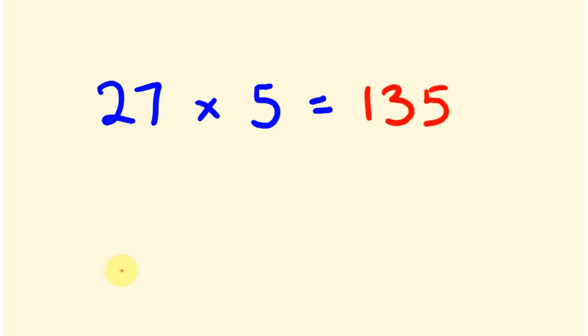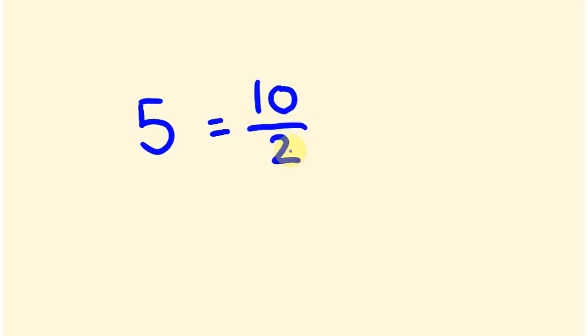So why does this work? This is a really, really easy idea to think of when you think about it, because realistically, 5 is the same as saying 10 divided by 2. So what we're doing is dividing by 2 first, and then multiplying by 10, and that's why this works, because it's pretty much the same thing as we just did. We're dividing by 2 and timesing by 10.